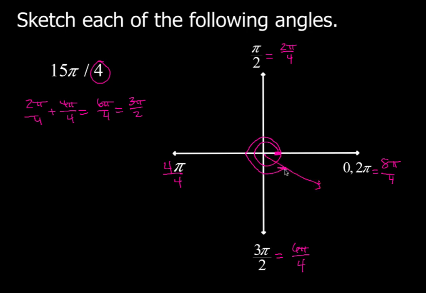So again, put a little arrow to indicate the direction that I was moving. So make sure we have that. And then I've got the arrow on the end of my terminal side. And then don't forget, make sure you draw that initial side piece right there. All right, so that is what the angle 15 pi over 4 would look like if we sketched it.